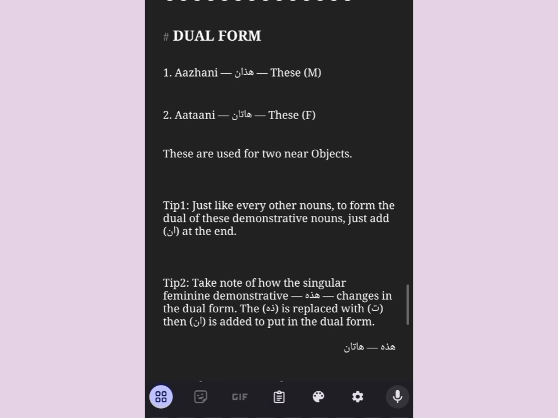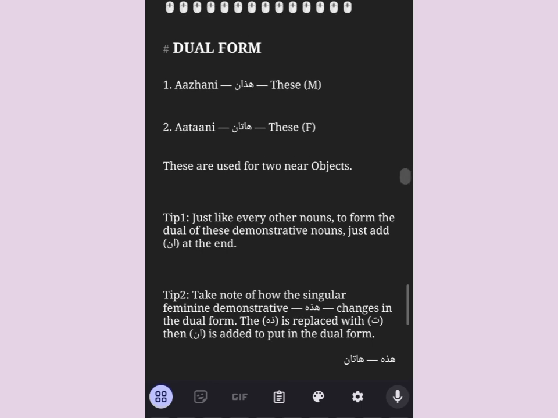Now come to these, hadha and hadhi. For hadha, basically there's an alif there. Just add your noon and it becomes hadan. Hadan, this is for masculine. And for feminine, you say hatan. You change the vowel to a ta. Hatan. So for feminine, both mean "these two".